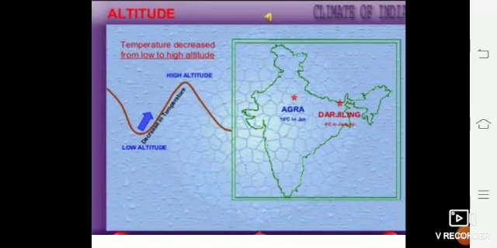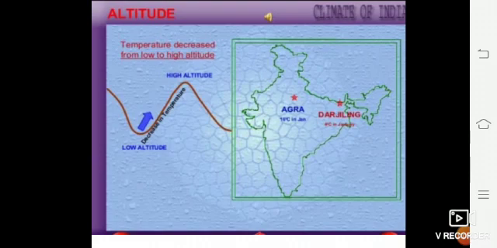Altitude impacts climate in such a way that on moving higher in the atmosphere, temperature reduces. Indian mountains are situated at 6000 meter height, that is why they experience low temperature. Whereas coastal areas and the southern part of India lie at a maximum altitude of 30 meters. Therefore, they experience less cold.